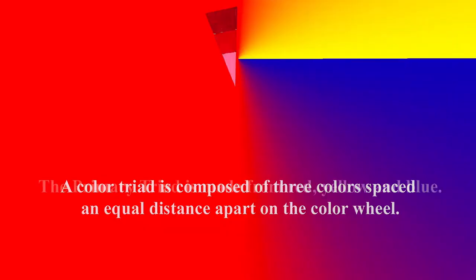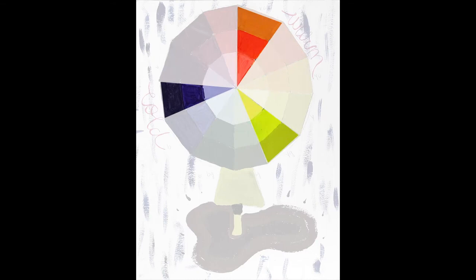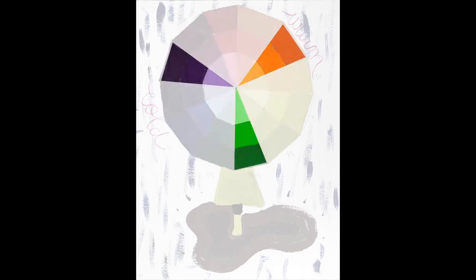A color triad is composed of three colors spaced an equal distance apart on the color wheel. The primary triad is made from red, yellow, and blue. The secondary from orange, green, and violet. Here's a look at some of the triads to be found using the color wheel.